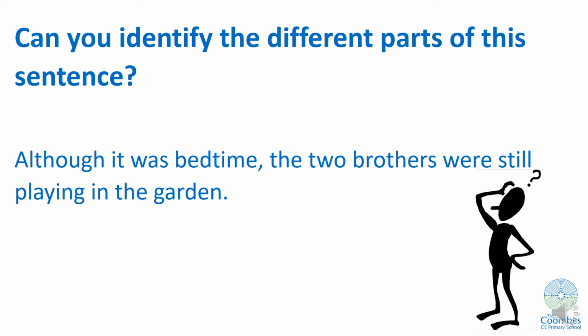Here are some complex sentences for you to have a look at. Can you identify the different parts of this sentence? Although it was bedtime, the two brothers were still playing in the garden. Have a little think about it. Where is the main clause? Where is the subordinate clause? And which word is the subordinating conjunction?